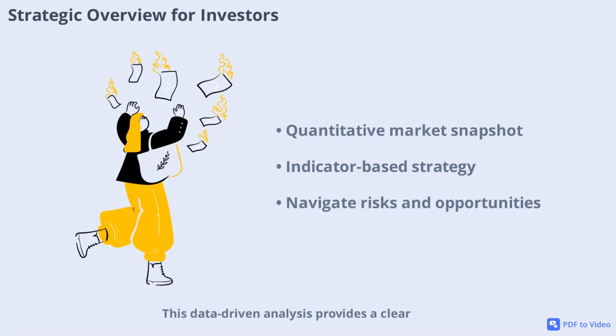This data-driven analysis provides a clear, quantitative snapshot of the current technical landscape for U.S. equities. By focusing on momentum, trend strength, and performance, investors can better navigate the opportunities and risks inherent in the market. The findings underscore the value of a disciplined, indicator-based approach to stock selection, especially in a dynamic bull market environment.